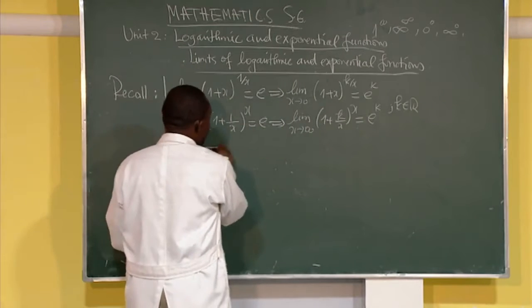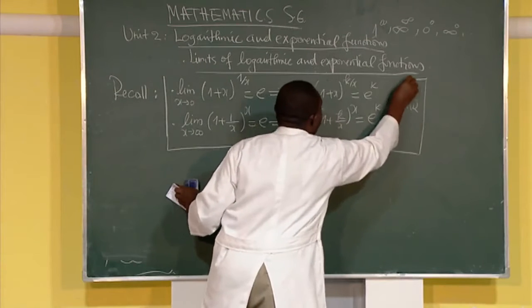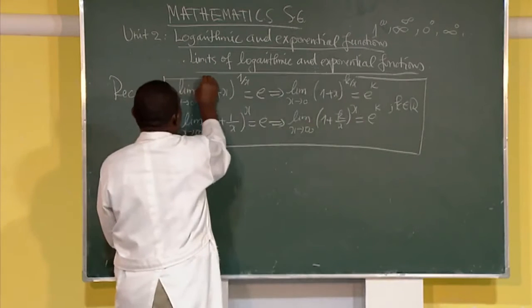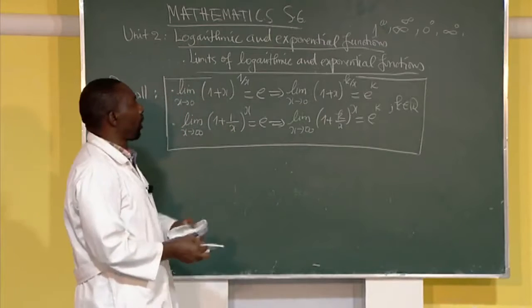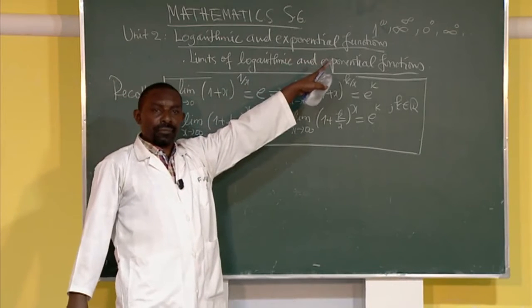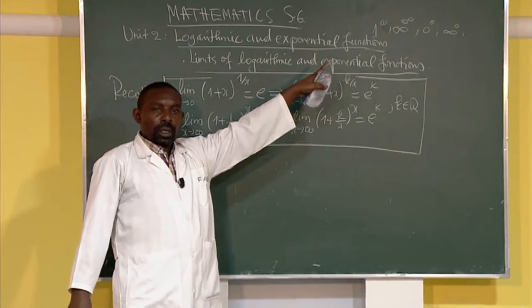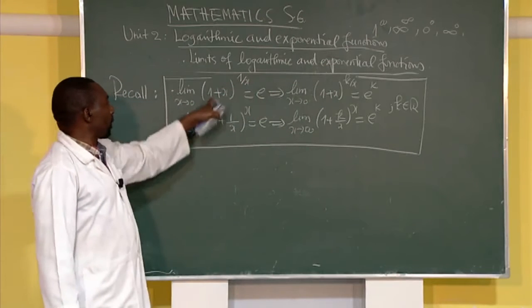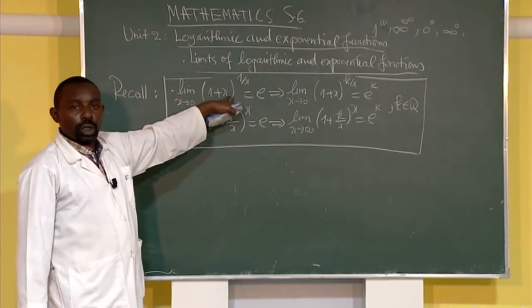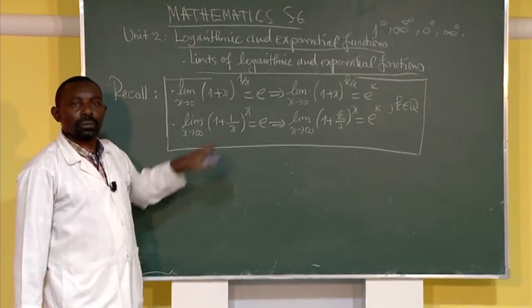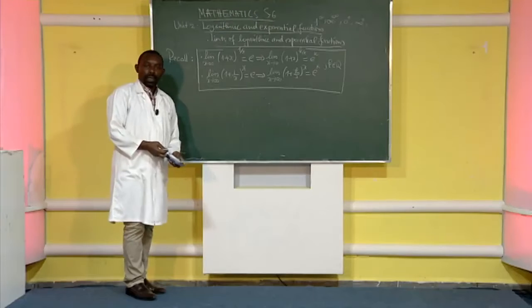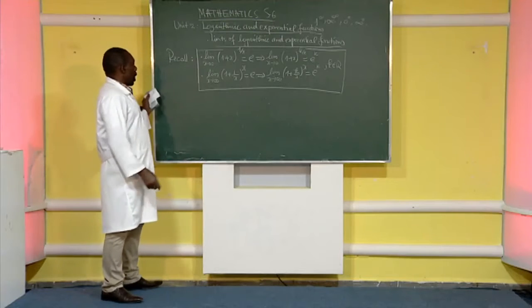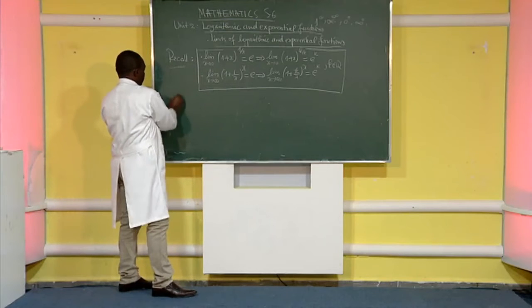These known limits are very, very important, and they are going to help us to deal with those kinds of indeterminate forms. I give you a few seconds to write down these limits in your record book for reference. And thereafter, you have an example.